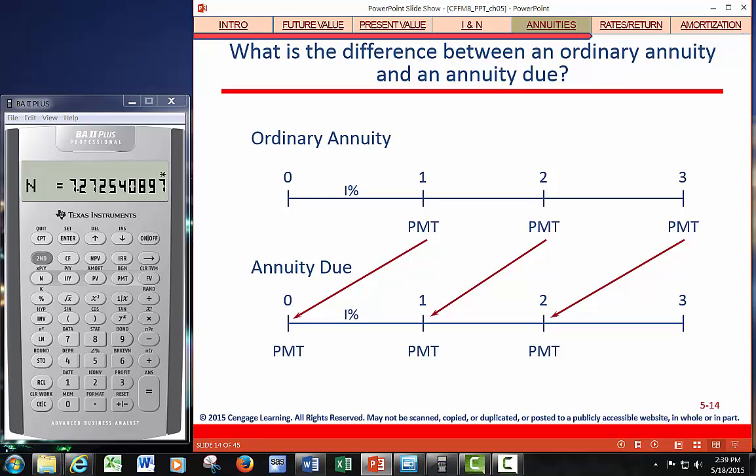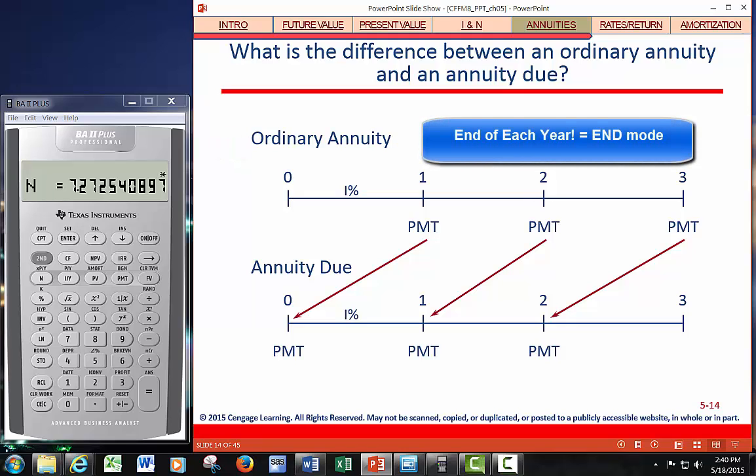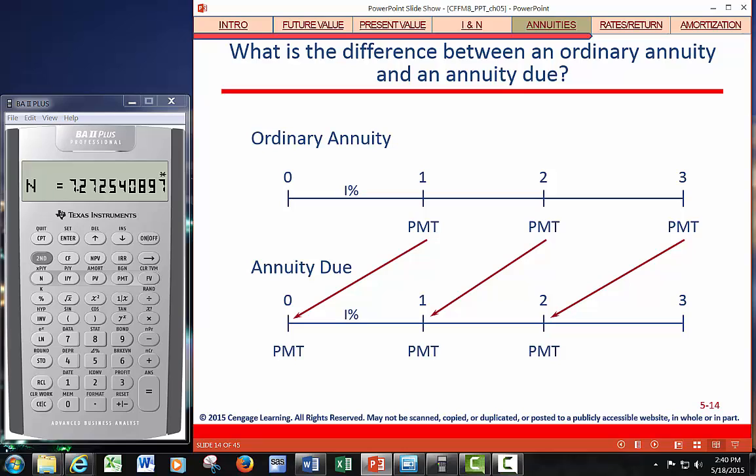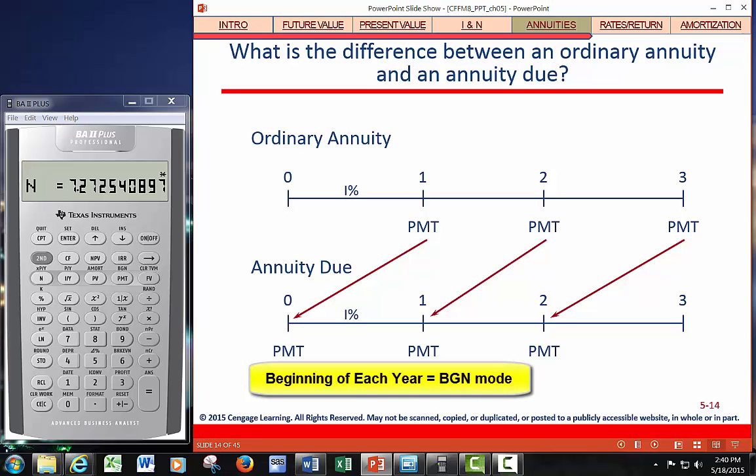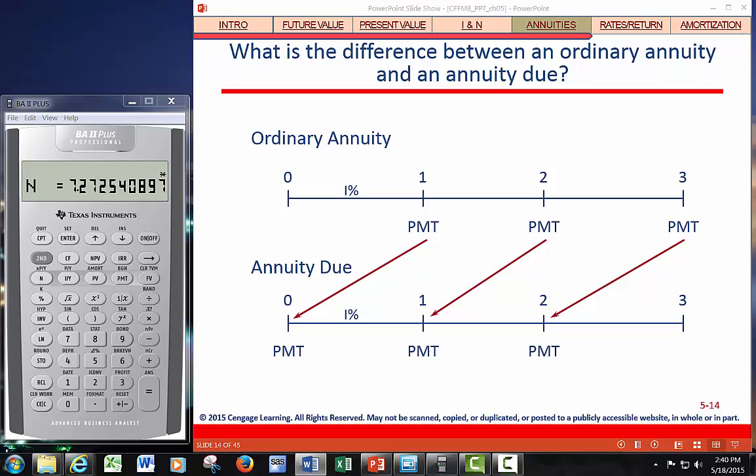There are two types of annuities, an ordinary annuity and an annuity due. With an ordinary annuity, all the constant cash flows occur at the end of each year. This is why we usually keep our calculator in the end mode. With an annuity due, all of the constant cash flows occur at the beginning of each year. You must set your calculator to begin mode for this type of annuity.